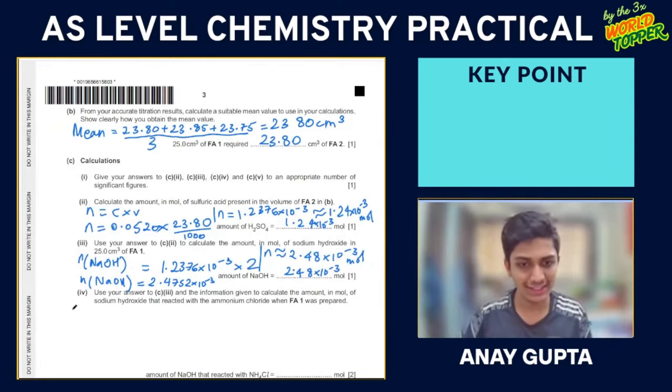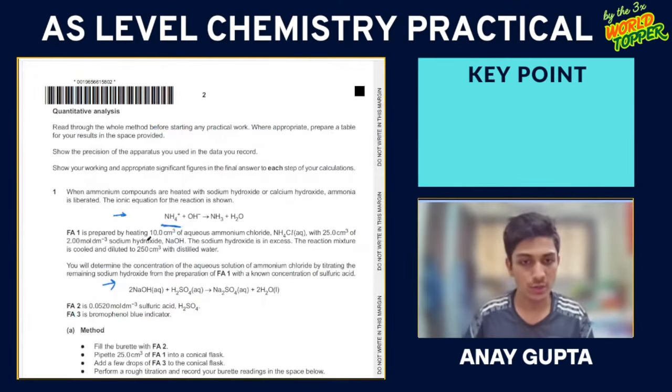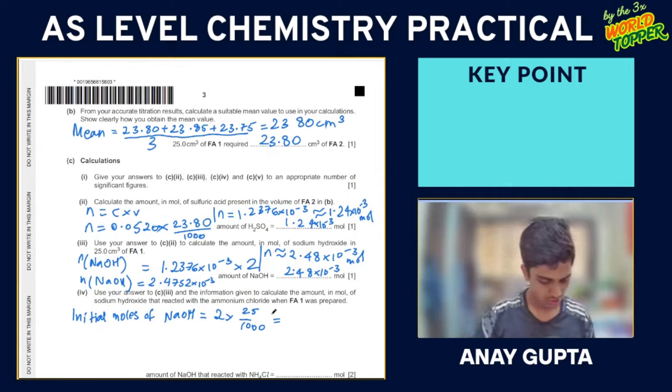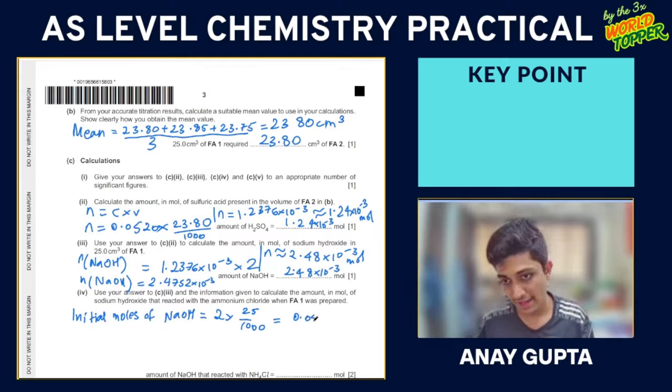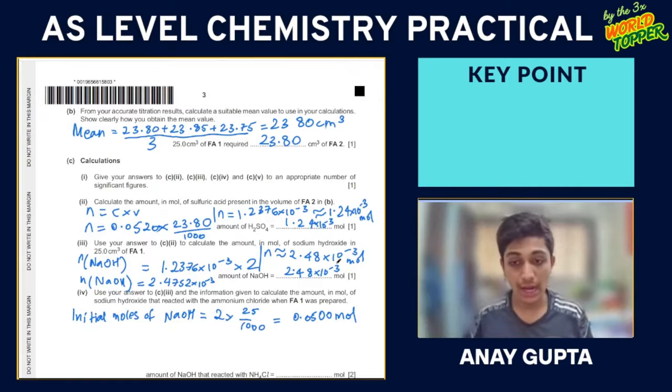So first I will say initial moles of NaOH. Okay, so my initial moles of NaOH will be given by n equals c into v. So 25 centimeter cube of 2 mole per decimeter cube. Okay, so that gets us 2 into 25 upon 1000. So 2 into 25 by 1000 gets us 0.0500 mole. Okay, this was how much we had initially. Now the amount of moles of sodium hydroxide that have reacted with Fa1 is 2.48 into 10 raised to minus 3.